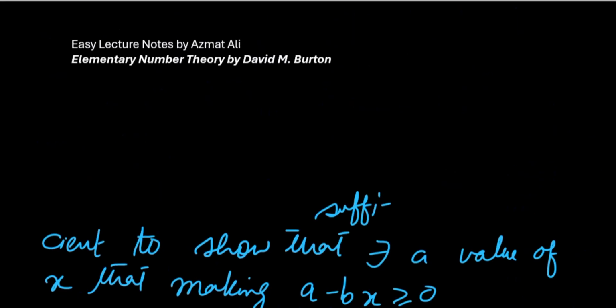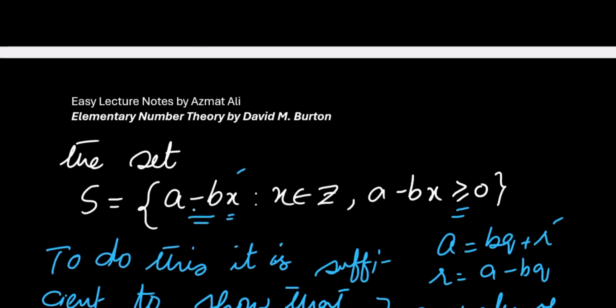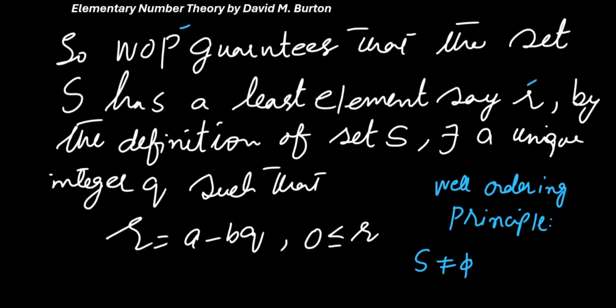Every element of this set S is an image for a given value of x. So if you say R is the least element of set S, it means there must exist an x for which R is the image. So I say this x is Q. So we can write R is equal to A minus BQ by plugging x equal to Q here. So this completes the first part.